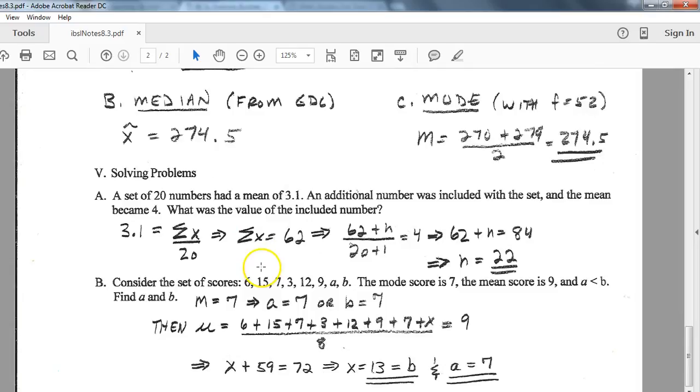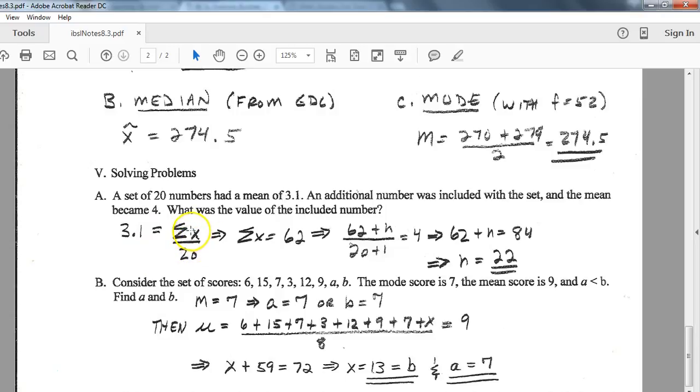All right, moving down, here are 2 cases where you need to know the math. You can't really do these on just a calculator. In this case, I know I have 20 numbers. I know the mean, and what they're asking is what if I threw in another number and the mean became 4, what would that number be? Well, here was the original setup.